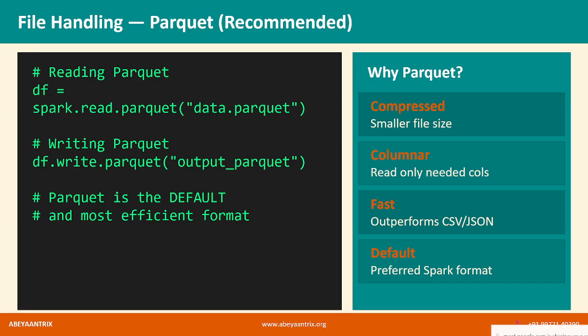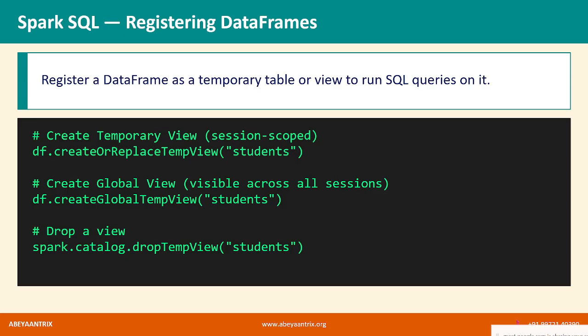It is spark.read.parquet, mention the Parquet file, and df.write.parquet, mention the folder where it has to store. If you want, you can download some sample Parquet file from Google or somewhere. You can check how the Parquet file looks like. If it is possible, I'll show you that also. So Parquet files are basically compressed files, so you should know that. And it is very fast as compared to CSV and JSON.